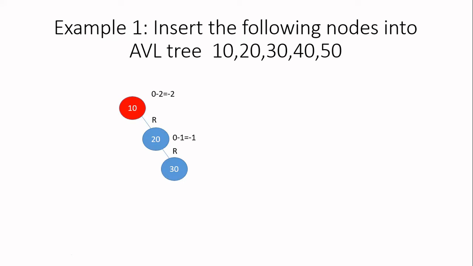And we have already seen that if the type of imbalance is RR or LL, when the letters are same, we are going to perform one rotation only. When the letters are different, that is RL or LR, we'll be performing 2 rotations. So now it is RR, that means I'll perform only one rotation. Now I have to identify in which direction I have to perform the rotation.